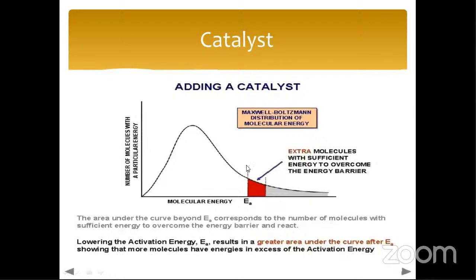So the value for that activation energy is lower. And therefore, you have additional particles that now have that minimum amount of energy required in order to react. So uncatalyzed, only the particles in this gray area would have enough energy. For your catalyzed, everything in the red and the gray area now have the minimum energy for the reaction to take place.